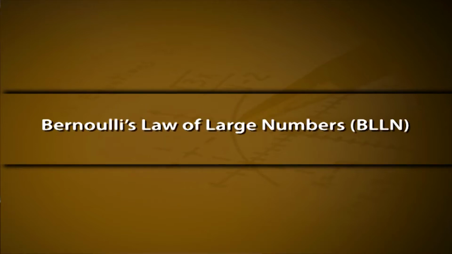Bernoulli's law of large numbers, BLLN. Consider a random experiment with only two possible outcomes, success and failure. Let p be the probability of success. It is assumed that it remains unchanged from trial to trial. Let n independent trials of the experiment be considered. Let Xn be the number of successes in these n trials. BLLN states that for any epsilon greater than 0, probability of modulus of Xn by n minus p less than epsilon tends to 1 as n tends to infinity.